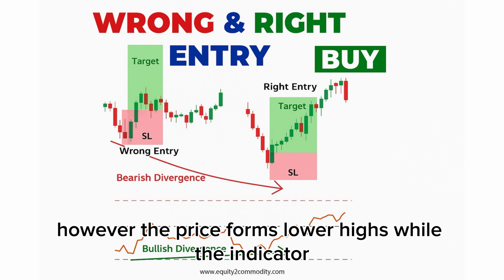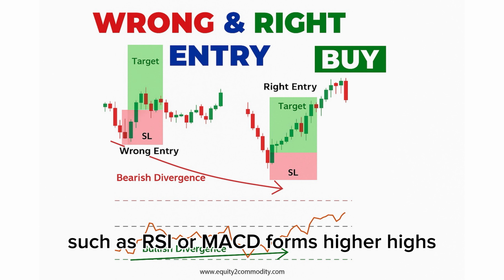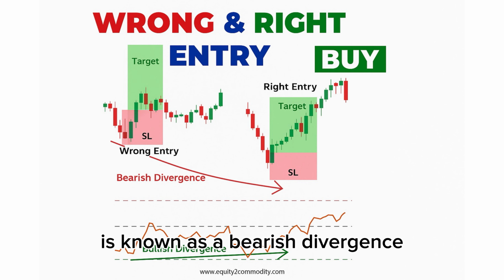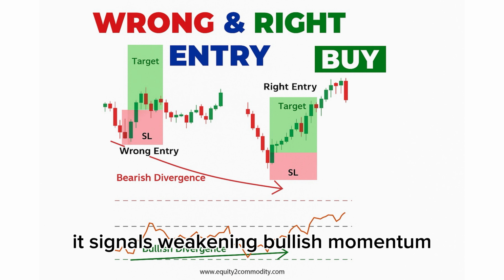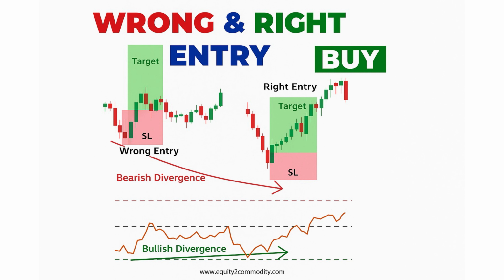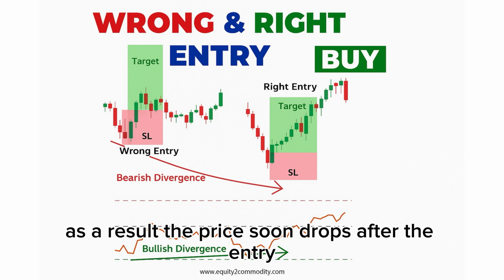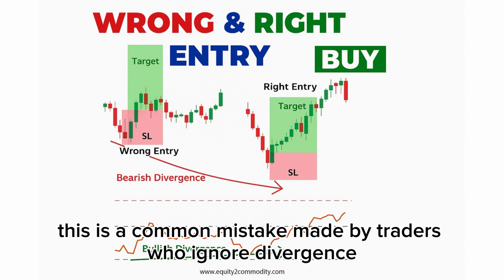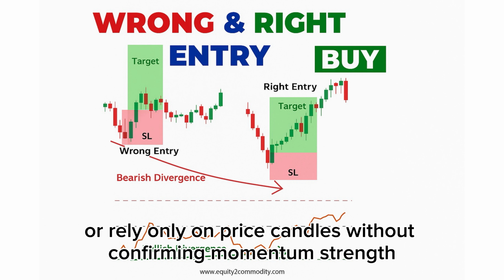However, the price forms lower highs, while the indicator, such as RSI or MACD, forms higher highs. This opposite movement between price and indicator is known as a bearish divergence. It signals weakening bullish momentum and a potential downward reversal. As a result, the price soon drops after the entry, triggering the stop loss, SL. This is a common mistake made by traders who ignore divergence or rely only on price candles without confirming momentum strength.